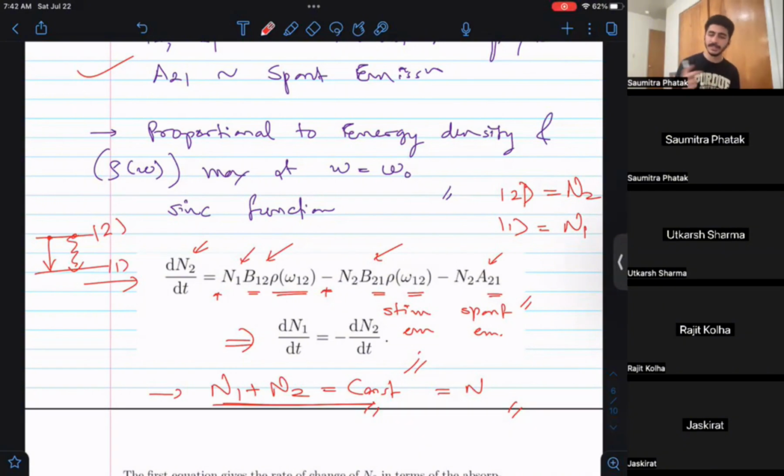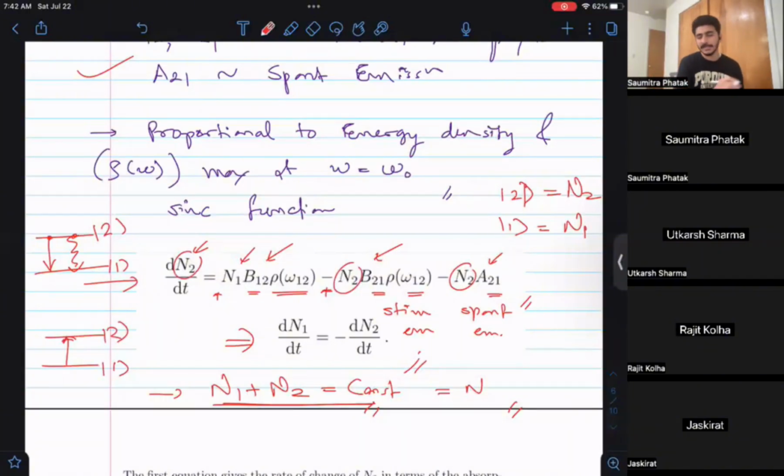That's why the second and third terms in this expression come with a negative sign, and you can see that it is proportional to the population in the second excited state. So N2 is accompanied by this. And whenever you want to go from the first state to the second state, which is stimulated absorption, the population in the second state increases because of that process, and that's why it has a positive sign. So that's why the first term is positive and all other terms are negative.